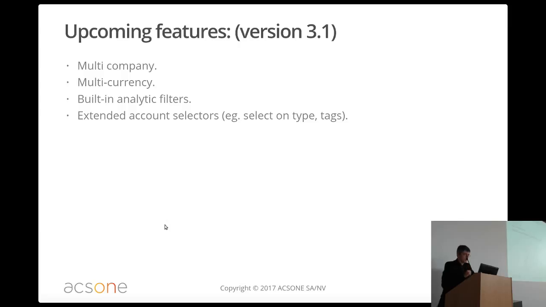And then at the code sprint at the beginning of the week, we worked on multi-currency and multi-company. So I'm preparing a new branch for version 3.1. So in the coming week, you can expect to get multi-company, multi-currency consolidation support. You will get built-in analytic filters and also an extended account selector, but I'll give more precision about it later.